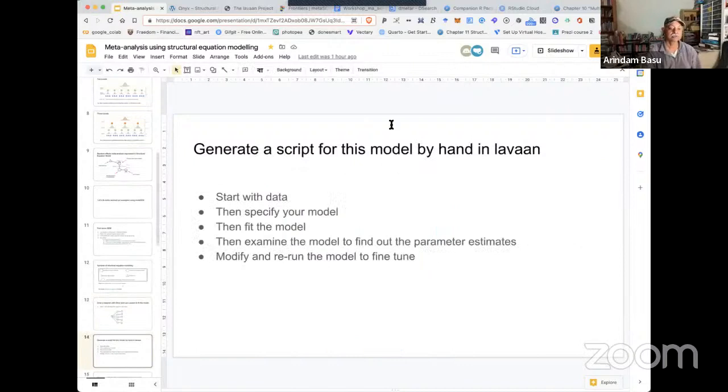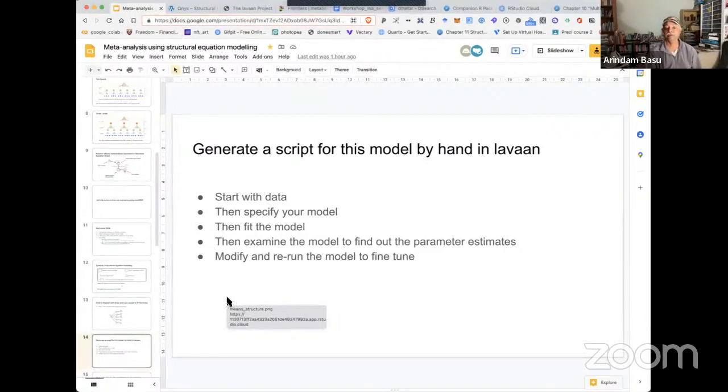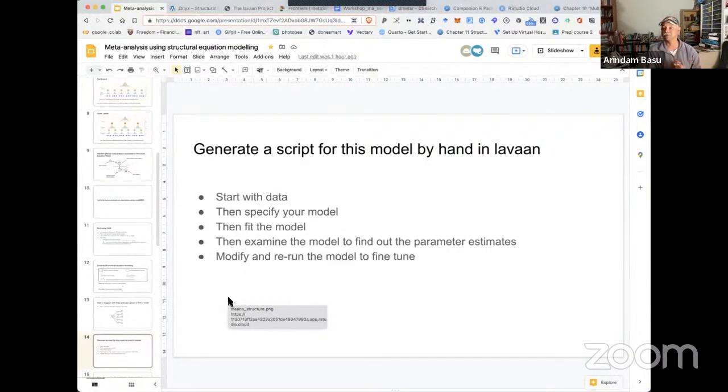And now we are going to generate a script by hand in Lavaan, or we could do that in OpenMx as well. Then we will specify a model, then we'll fit the model, and then we'll examine the model, in that order. So we start with data, then we specify the model, then we fit the model, and then we examine the model, and then we can modify the specific parameters of the model, re-specify the model, and work with it. And the cycle continues till we find the best model that we can work with. And remember that all models are wrong, some models are useful, as George Box used to say.